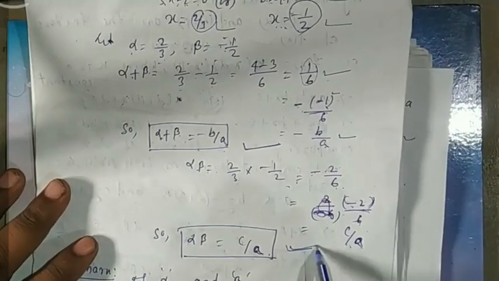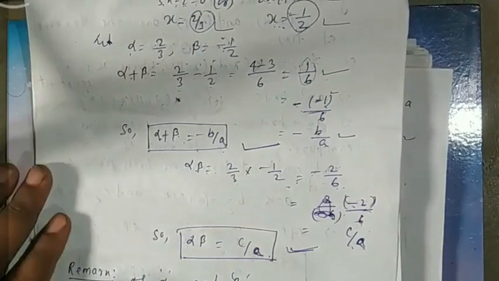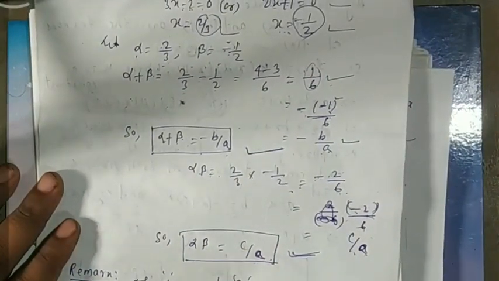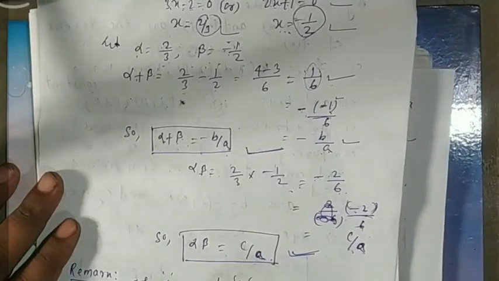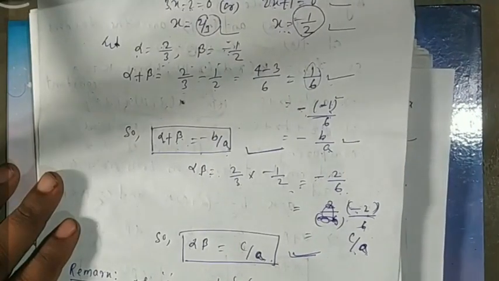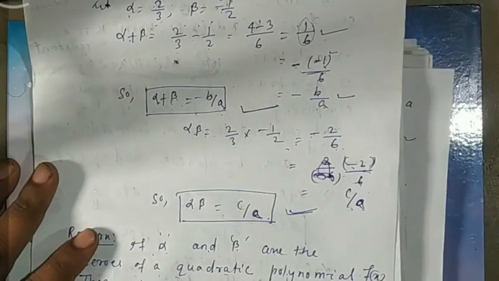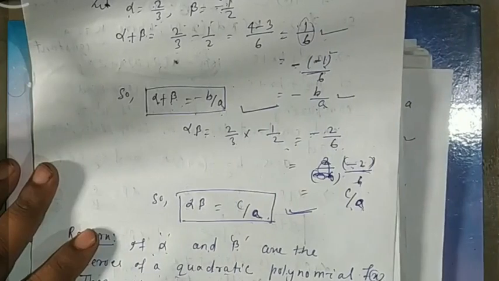There is a very important formula here. Verified. There is a very important remark here. If alpha and beta are the zeros of the quadratic polynomial f of x, then the polynomial is given by f of x is equal to k into x square minus alpha plus beta into x plus alpha into beta.